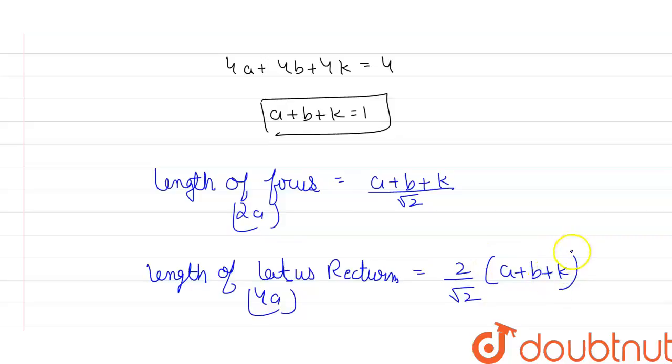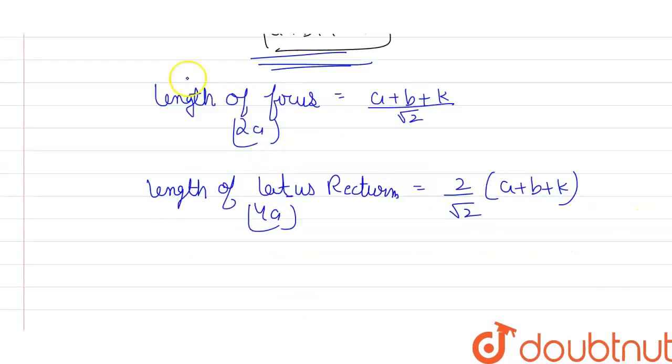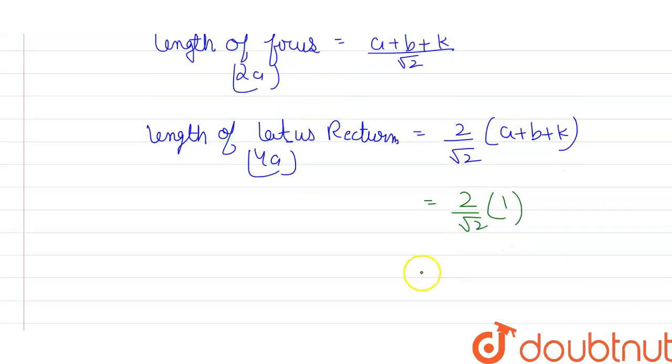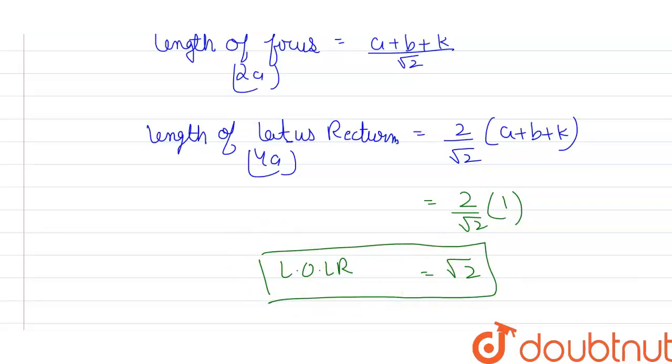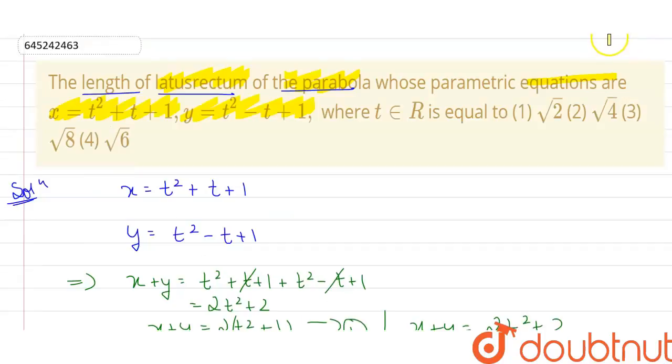And if you notice, we have already found that a plus b plus k equals 1. So this will become 2 by root 2 times 1, so clearly this answer will become root 2. This is the length of latus rectum, coming out as root 2. This is the solution we are looking for according to the given conditions. So option number 1 is the correct option.